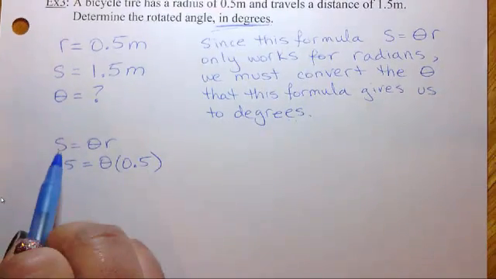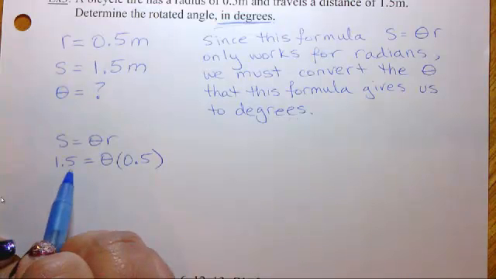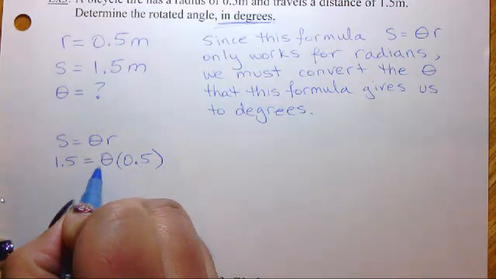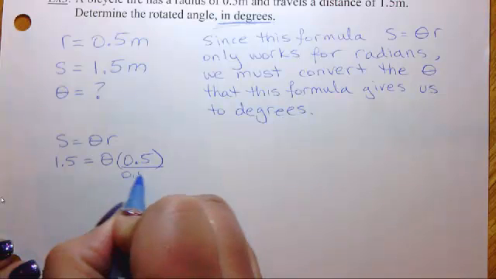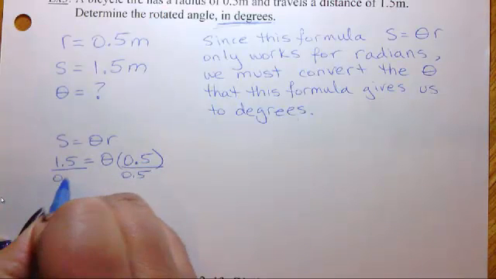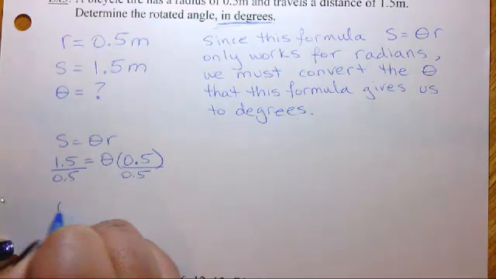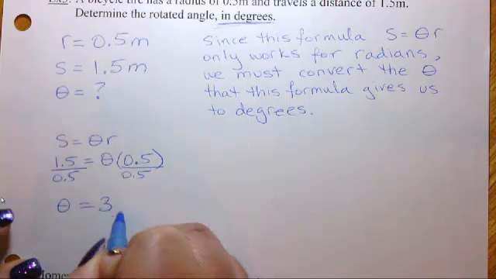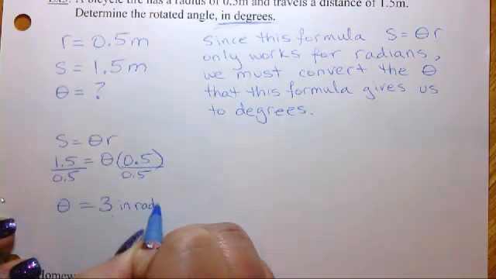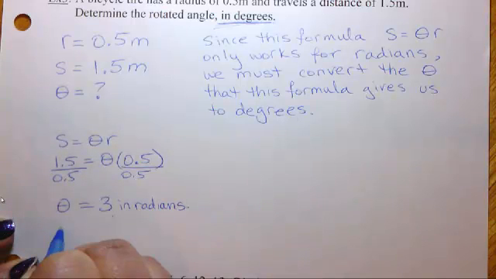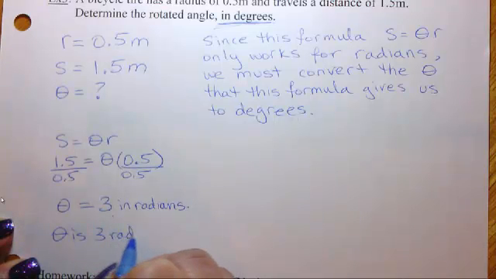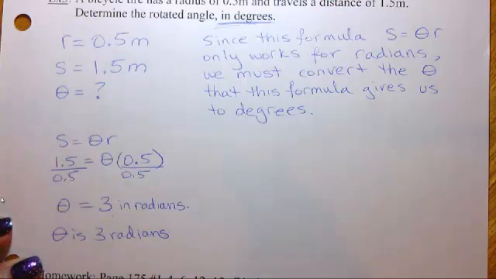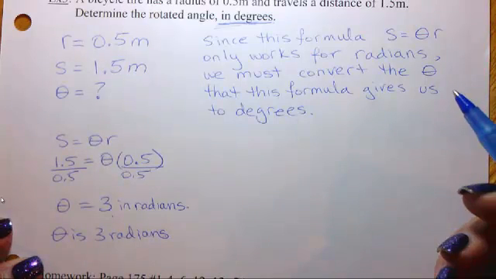So I've taken the liberty to set up the equation, plug in the numbers that I know. I'm going to solve for theta. I'm going to divide both sides by 0.5. And then I get theta is equal to 3. Now this is in radians. So theta is 3 radians. The question asks for it in degrees.